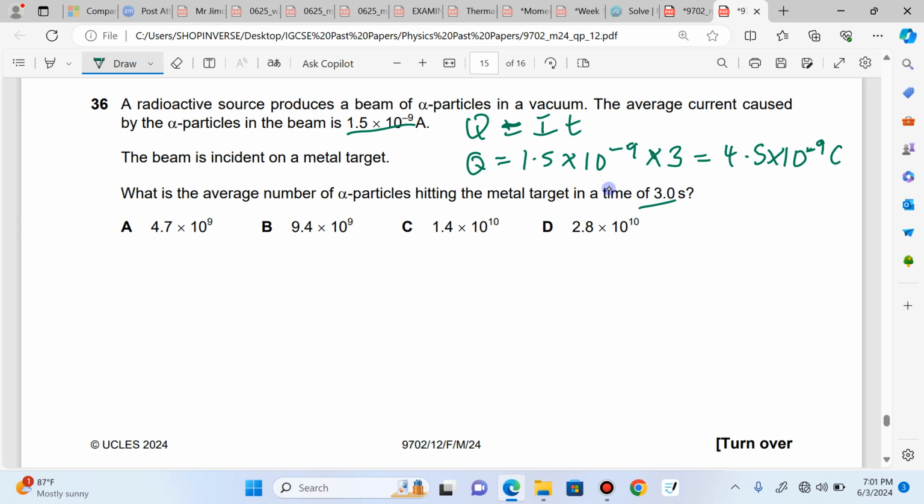Now, they are alpha particles. You know, an alpha particle is a helium nucleus with a charge of +2. What does that mean to you? That simply means the charge of an alpha particle will be two times the charge of an electron. What is the charge of an electron? I think it's 1.6, right? Times 10 to the power minus 19 coulombs.